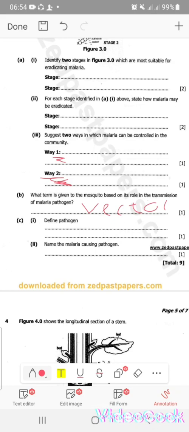Then in C, Roman numeral 1, define pathogen. Pathogen is an organism which causes infection or disease. Name the malaria-causing pathogen. The malaria-causing pathogen is Plasmodium. Okay, I'll write it for the sake of spelling. Plasmodium. It's called Plasmodium. So the malaria-causing pathogen is called Plasmodium.